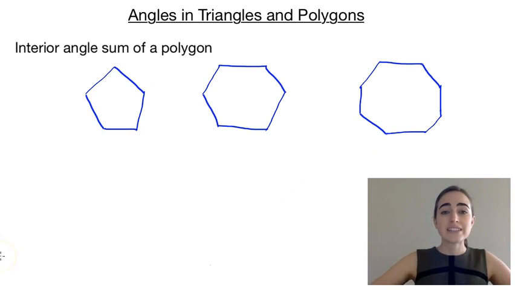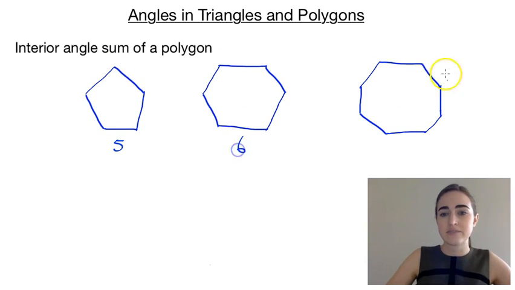So now we want to extend that. We've got the interior angle sum of triangles and quadrilaterals. We want to extend that to any polygons with any number of sides. I've got three different polygons drawn here, and I want to have a look at how we can figure out the interior angle sum. So first off, this shape here has 5 sides, this one has 6, and this one has 8 sides.